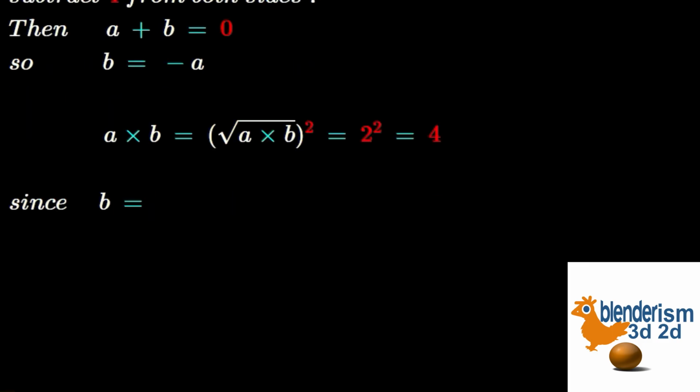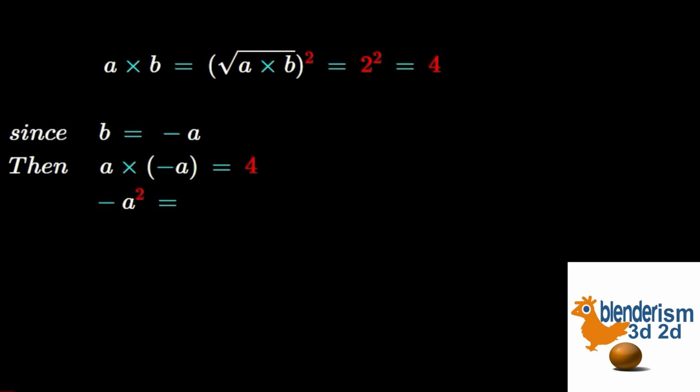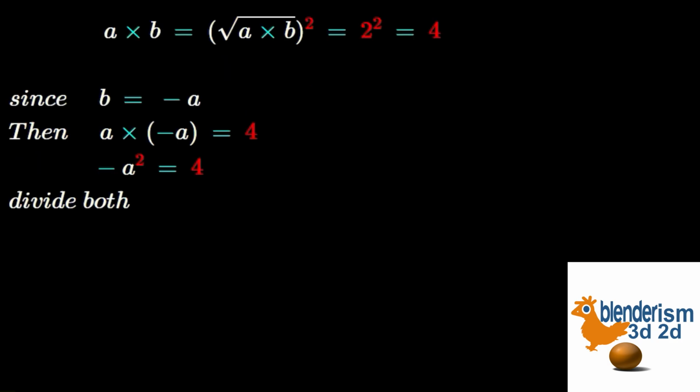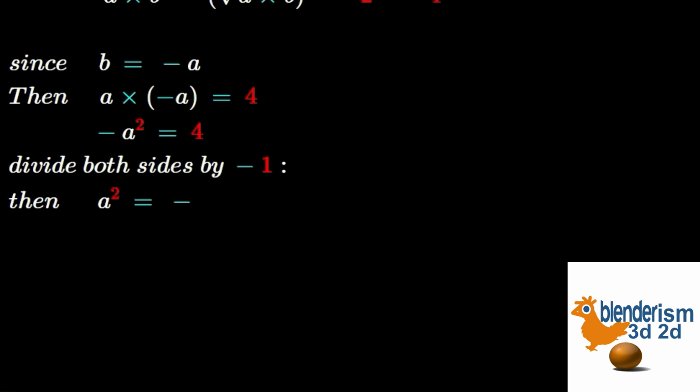Replace b equals minus a in that, then a times minus a equals 4, so minus a squared equals 4. Divide both sides by minus 1. Then a squared equals minus 4.